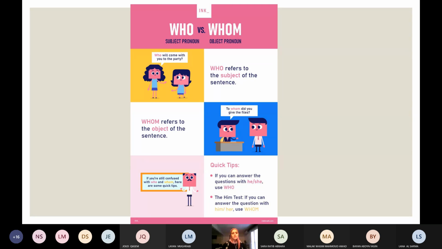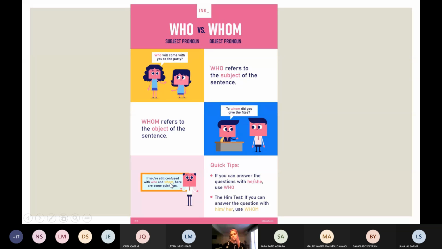Who will come with me to the party? So who will come with you to the party here? Who here will come, so he will make the subject, he will make the verb. So it is who. Who refers to the subject of the sentence. Whom refers to the object of the sentence. To whom, after a preposition, so object of preposition, to whom.